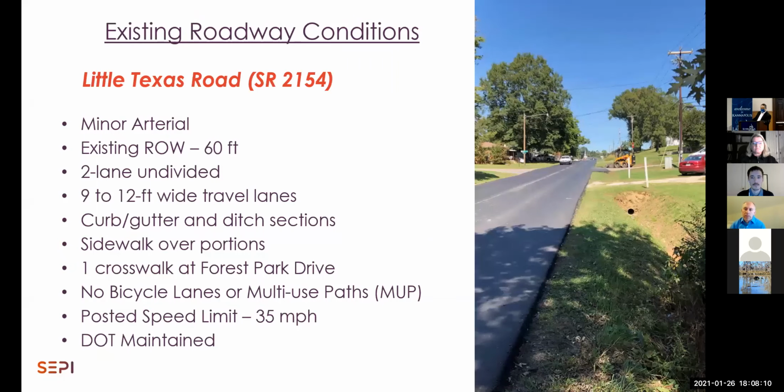Next slide. Continuing on southward onto Little Texas, similar roadway, it's 2-lane undivided, similar mix of ditch and curb and gutter, more curb and gutter here though. You do have some sidewalks along this section, one crosswalk at the elementary school near Forest Park Drive. And again, no bike lanes, no multi-use paths, and it's still posted 35 miles per hour. Of note, I didn't mention it on Ruth. Ruth is city maintained, and Little Texas is NCDOT maintained. A little bit of difference there. Next slide, please.